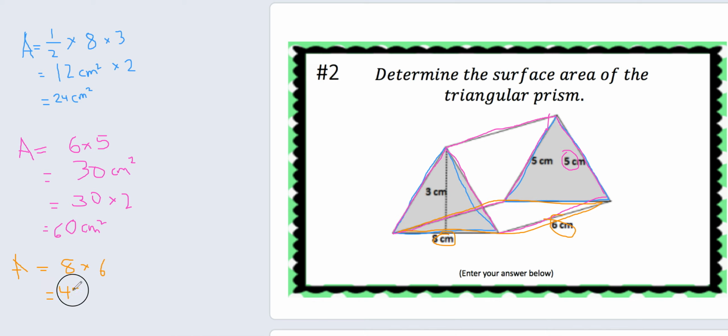Now to get the final answer of the total surface area, I'm going to leave this to you. Oops, that's supposed to say centimeters squared. You have to add the area of every single face that we've just worked out and then plug it in a calculator, and that'll give you a final answer in centimeters squared. So you need to do 24 plus 60 plus 48 centimeters squared, and that will give you the answer to question 2.